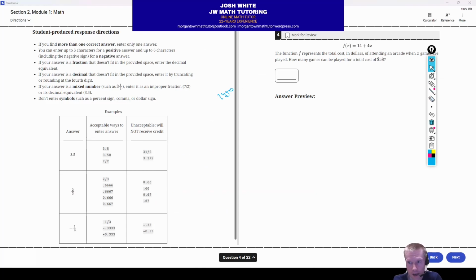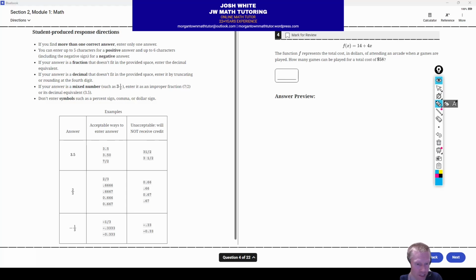Next up, we have another linear function, and basically here they're giving you the y value of 58, and they want to know what the x value is. So essentially what you're doing is you're just plugging in 58 for f of x and then solving that equation for x. So you just subtract 14 on both sides and then just divide by 4. X is going to be 11. So 11 games can be played for this total cost.